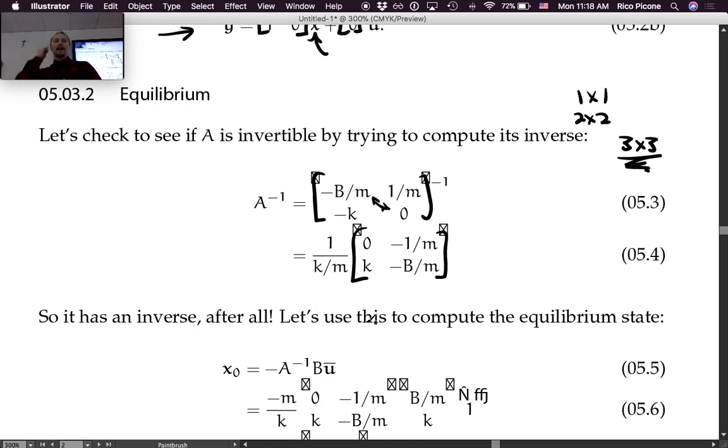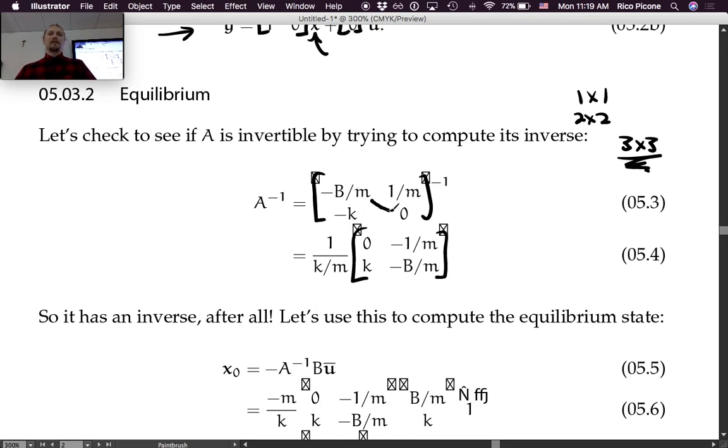That's the adjoint. And then you divide it by the determinant of the original matrix. So the determinant of a 2 by 2 matrix is very easy to compute. It's this term times this term, so the diagonal terms multiplied. Then you subtract the product of the off-diagonal terms. So it's this term times this term minus this term times that term.